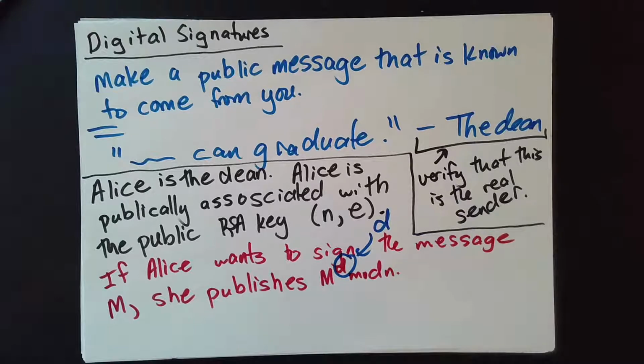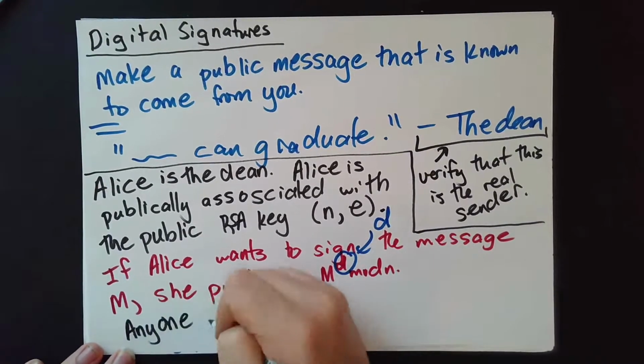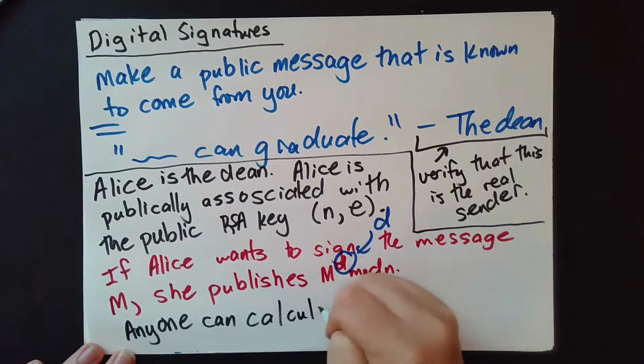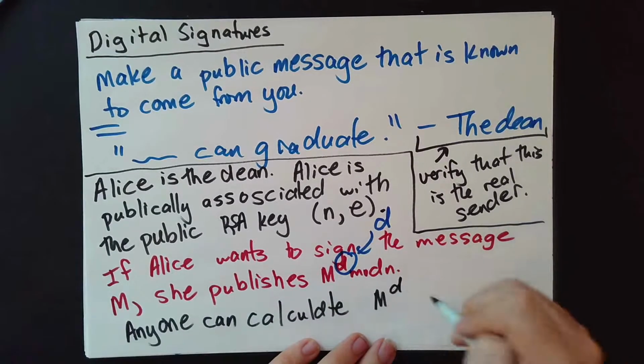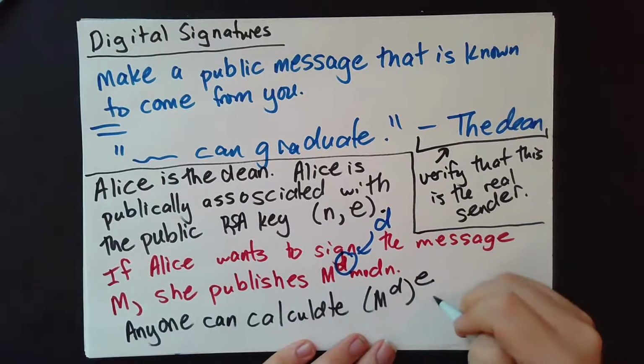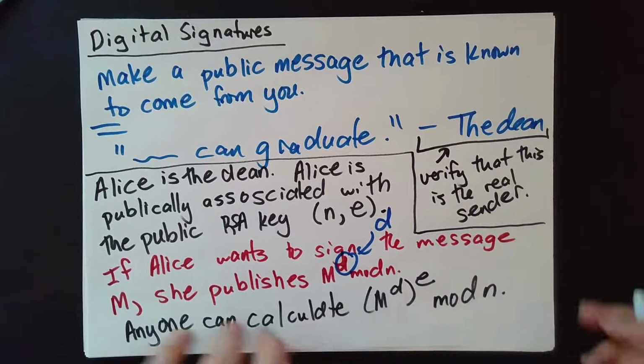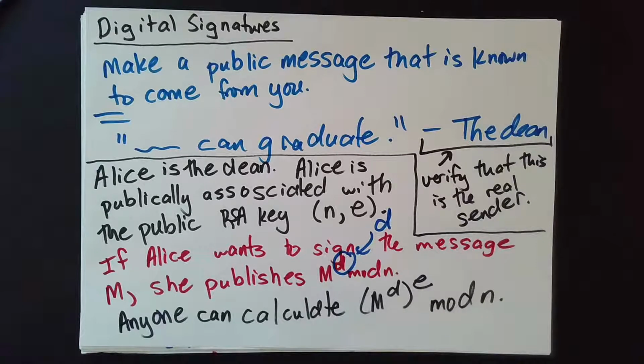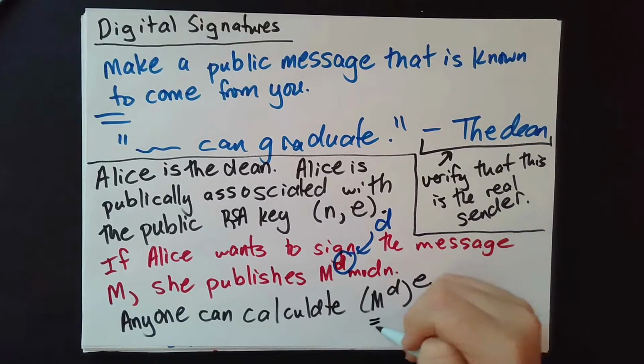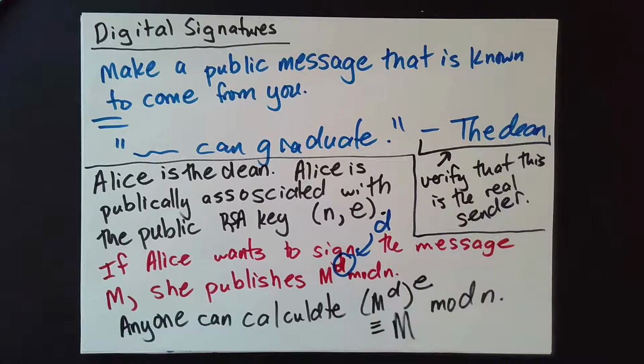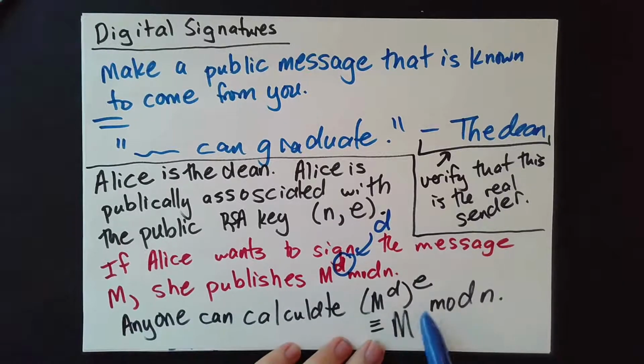But here's the special thing. Now anyone can calculate m to the d to the e mod n. And guess what? If m to the e to the d is m, so is m to the d to the e. And so anyone in the entire universe can find Alice's message, M.